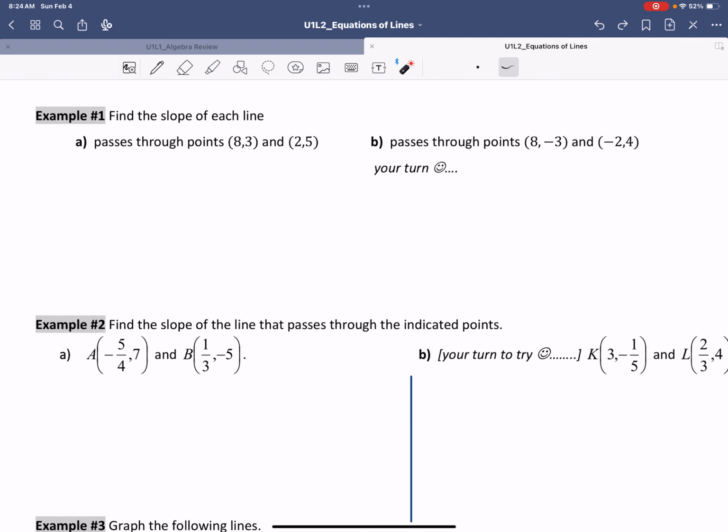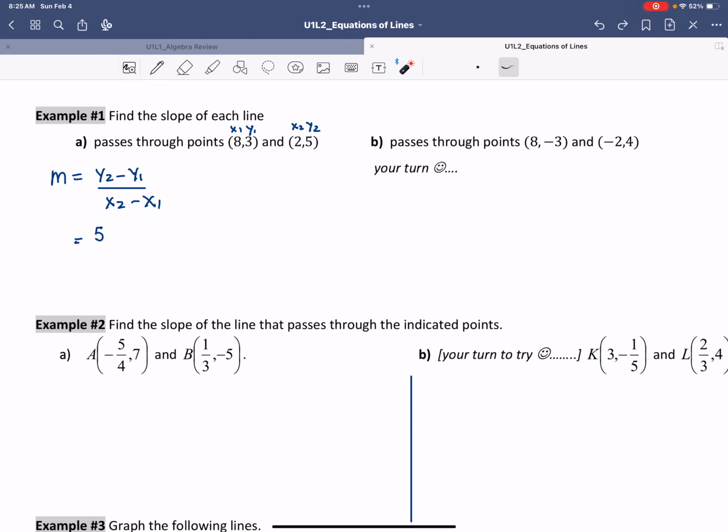We have to find the slope of each line, so the first one passes through the points with coordinates 8, 3, and 2, 5. So first, we are going to give names to the values of the coordinates as x1, y1, and x2, y2 for the second point. Now, it doesn't matter which one you call x1, y1, which one you call x2, y2. You can swap them around. What's important is that if two numbers are in the same ordered pair, they must all be subscripted the same number. So first, we start off by writing the slope formula, m equals y2 minus y1 over x2 minus x1.